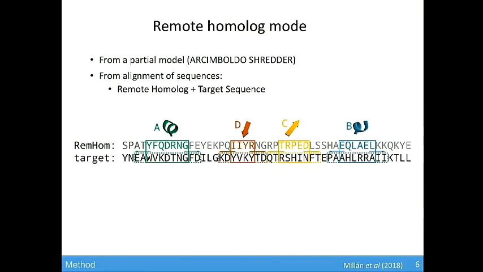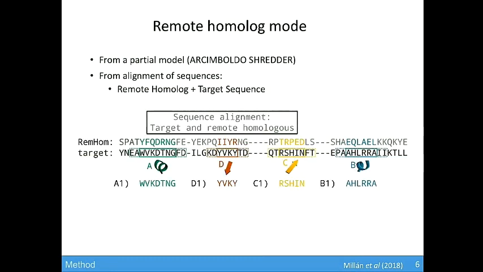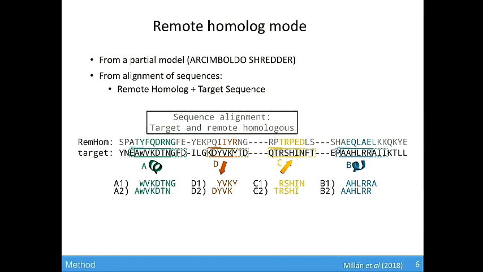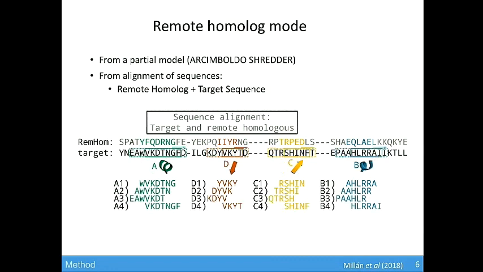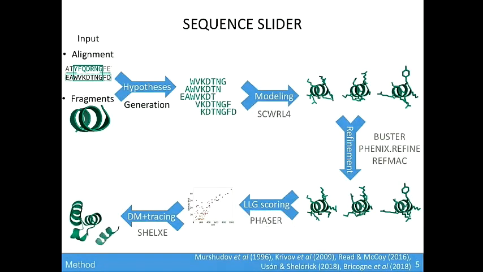We have the perfect match, and in Sequence Slider what we do is take this alignment and match and then generate different hypotheses, sliding the window to the left in this case and to the right. For these 4 fragments, 2 alpha helices and 2 beta strands, we have 5 hypotheses for each fragment. We may combine those different hypotheses in a total of 625 combinations. So this is the Sequence Slider workflow.